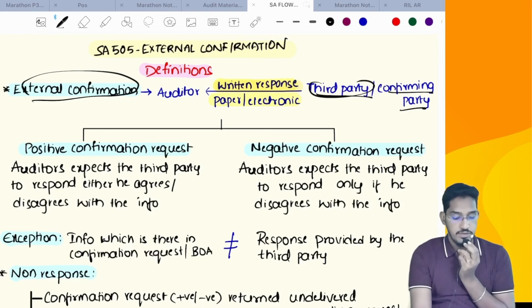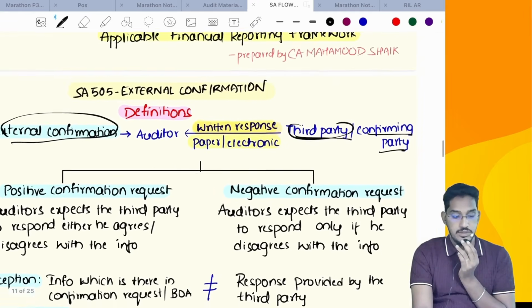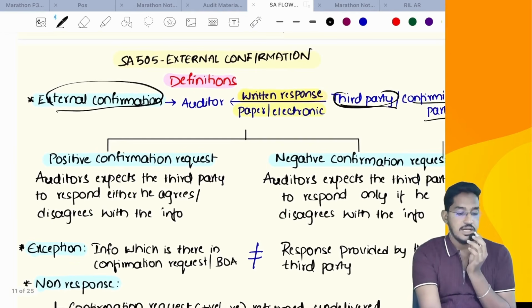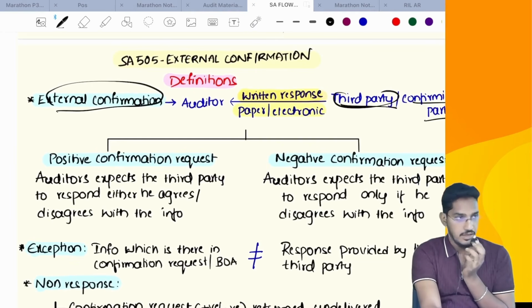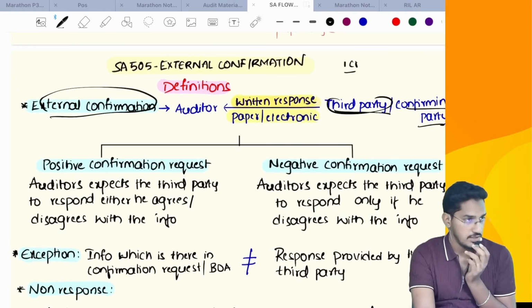Next, one more term which we need to understand is exception. Exception means what? Exception means mismatch basically. Say for example, I send a confirmation request asking my debtor, sir, I'm an auditor of so and so company. My client says that you are a debtor. You owe them 1 CR. Your outstanding balance in their books is 1 CR.